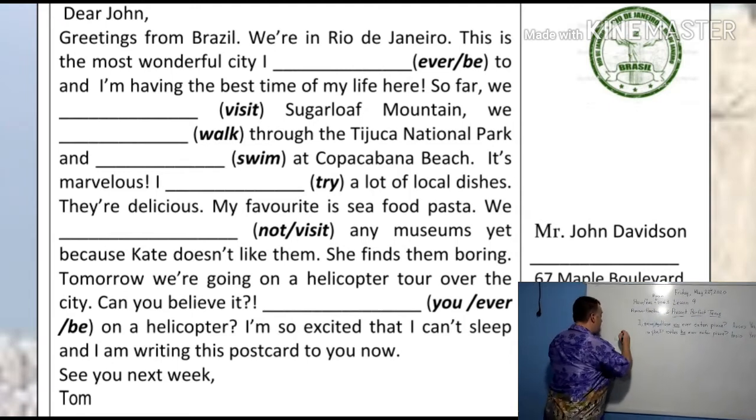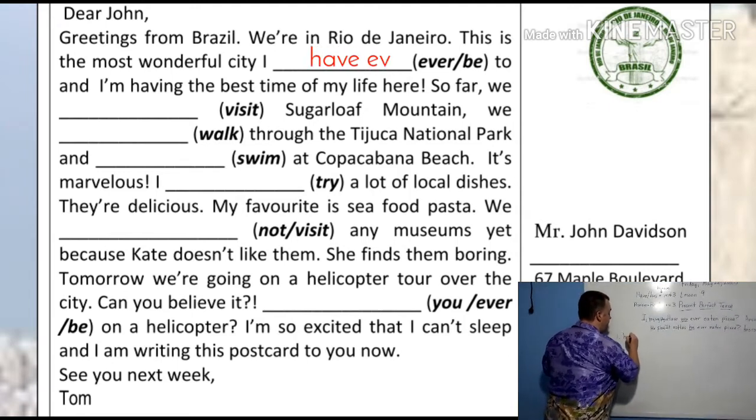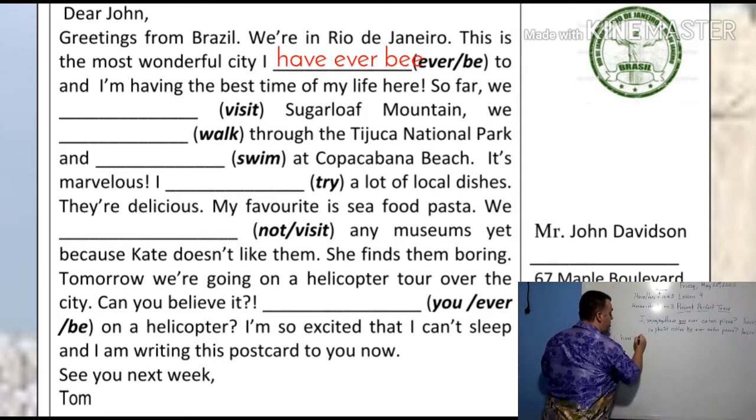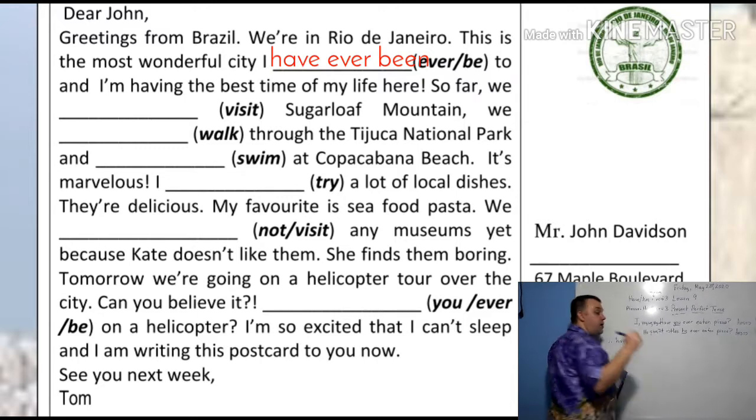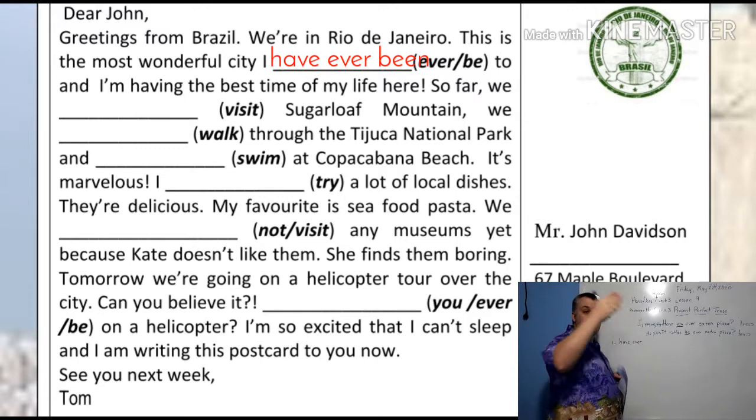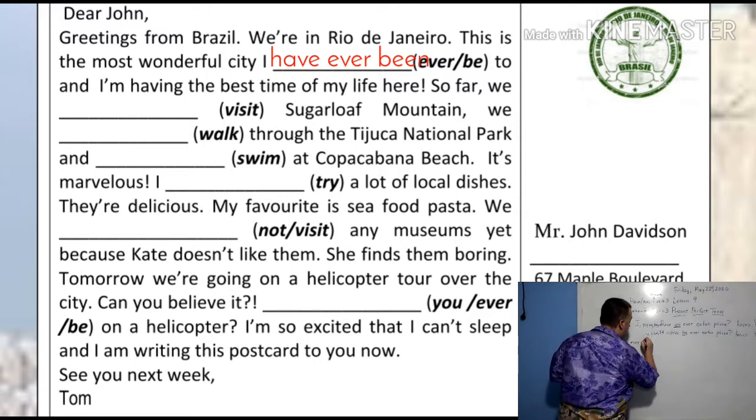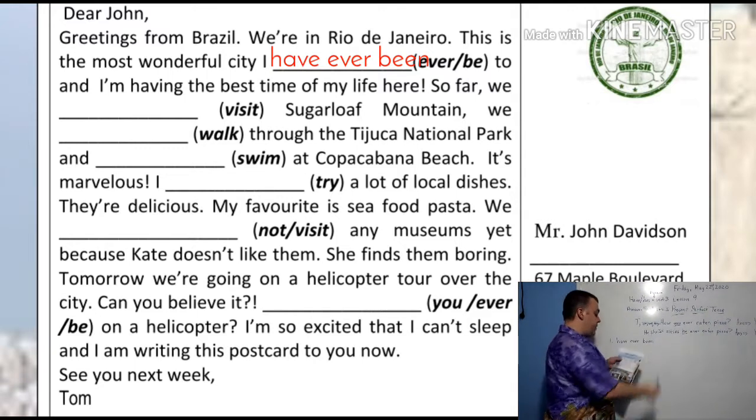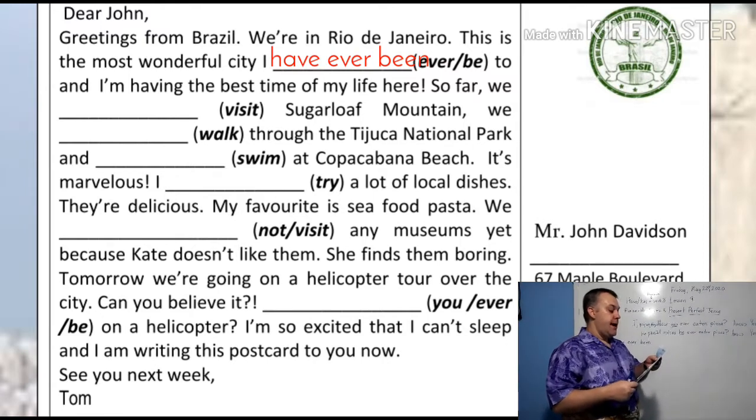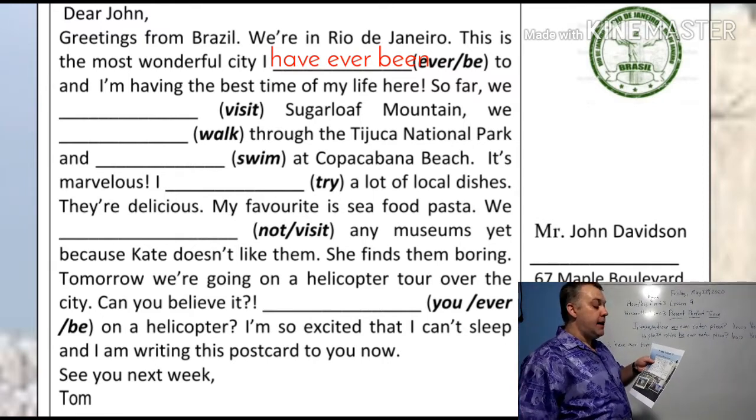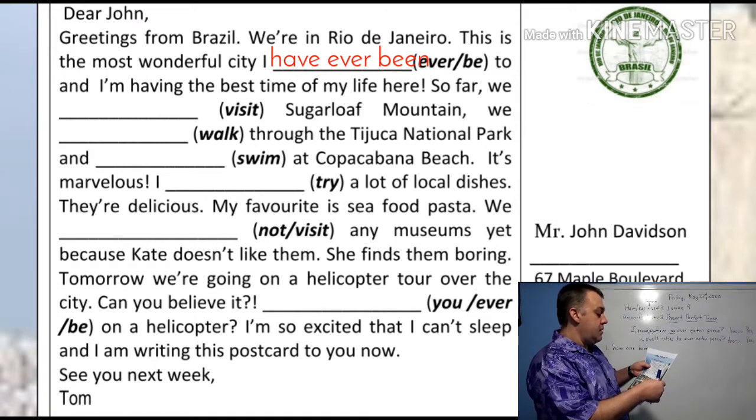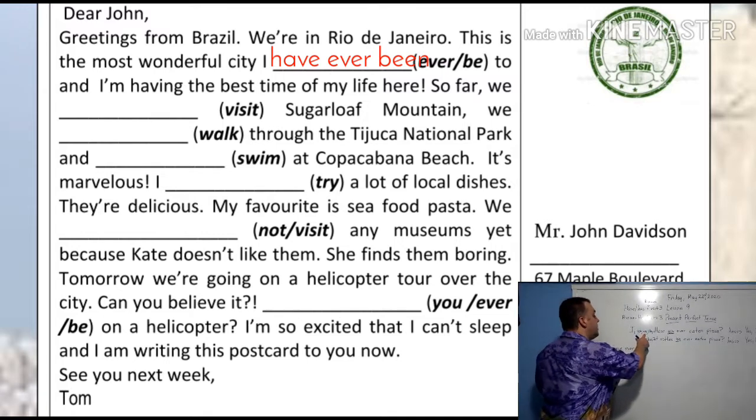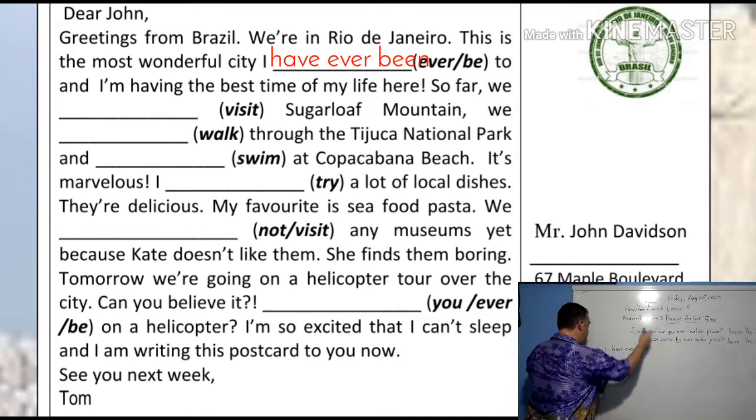So I have ever, and then the verb is be, so we are doing the verb 3. There's 1, 2, the third verb, been. Okay? I have ever been to, and I'm having the best time of my life here. So far, we have, we use have.